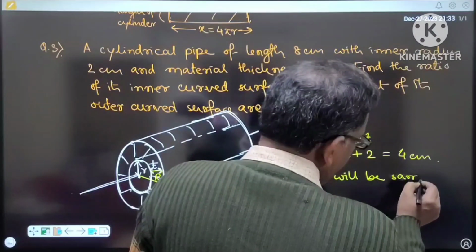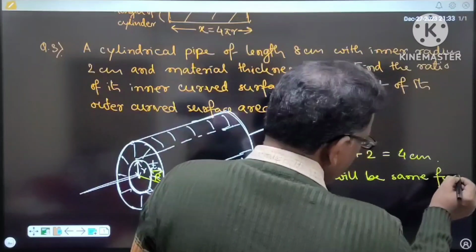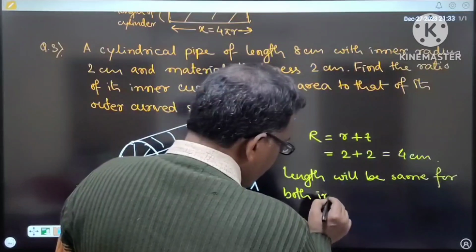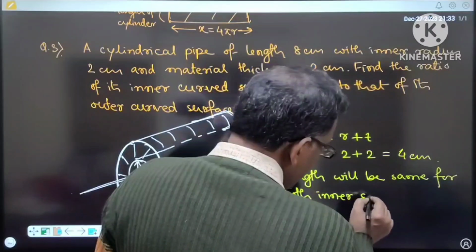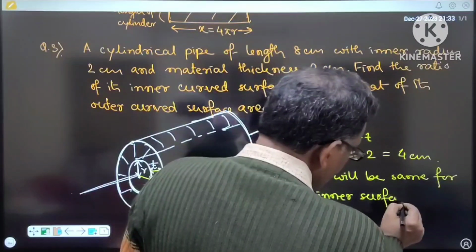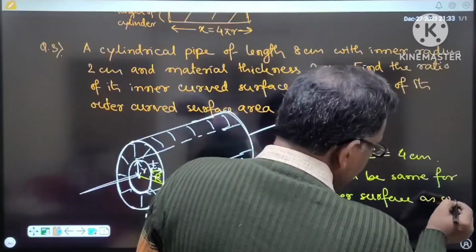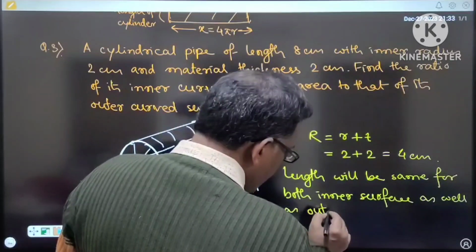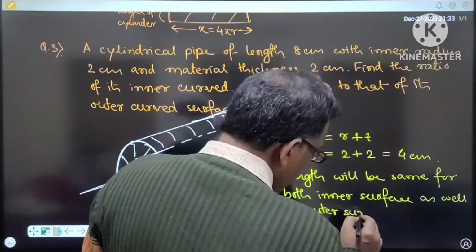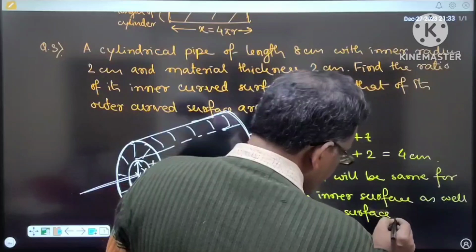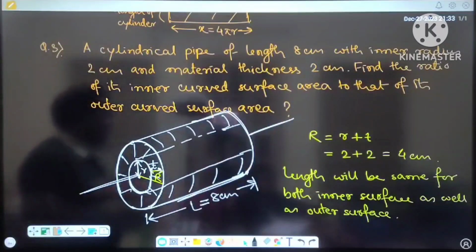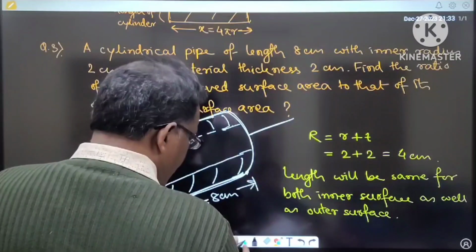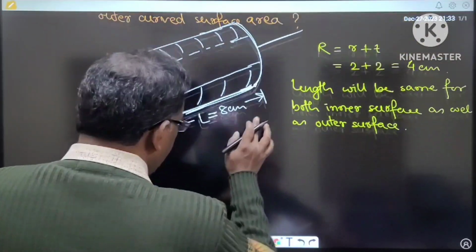Length will be same for both inner surface as well as outer surface. Yes or no? Length will be same for both inner surface as well as outer surface. So that's why we can write down the surface area value.